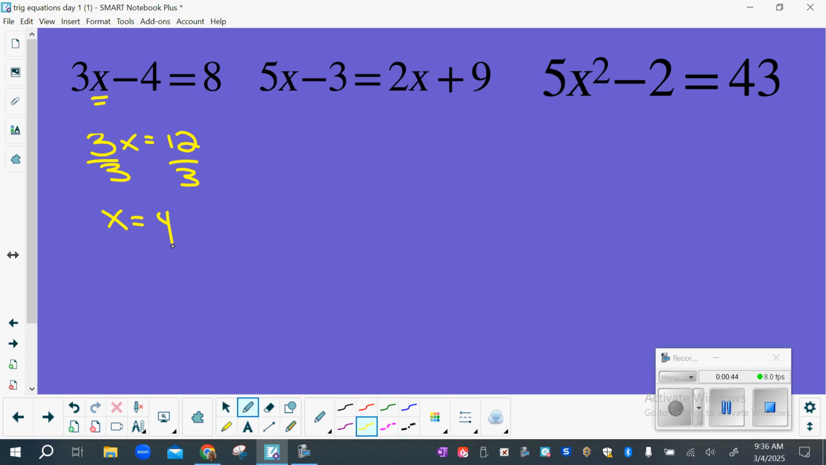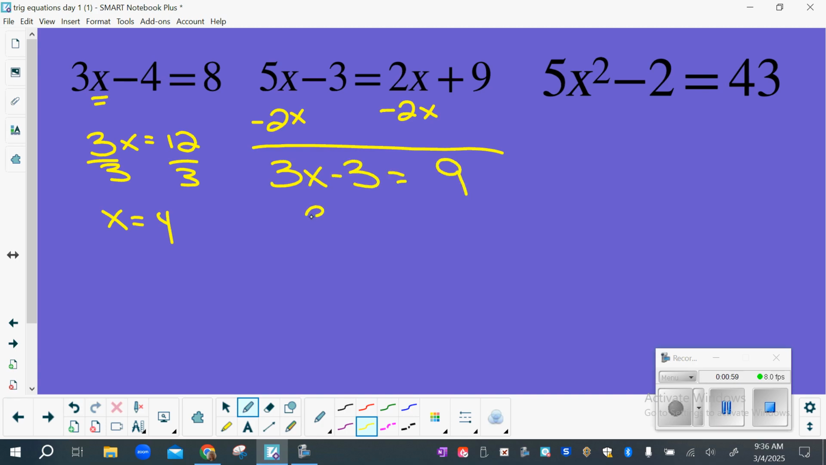Okay, there you go. Next one. I need my x's together on one side. Don't let them freak you out. You know how to do this again. It's like we're back to those days in 8th grade for some of you, in 9th grade for others. 3x equals 12. Look at it again. X equals 4.